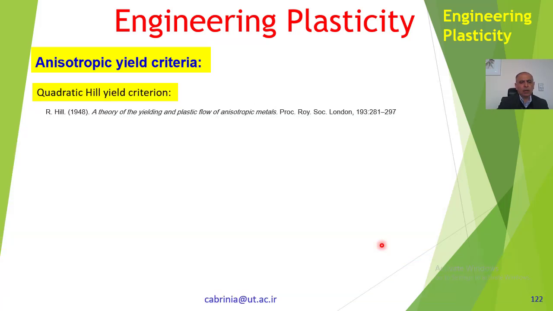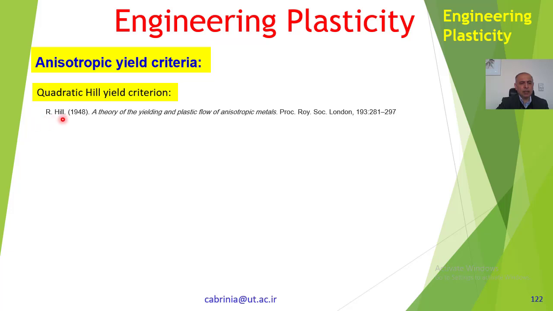Right, now let's have a look at some models which have been presented by different scientists. One of the very famous scientists is Rodney Hill. I have mentioned him before. He has a book called Mathematical Theory of Plasticity, published in 1950, and almost 70 years later it is still the basic formulation for engineering plasticity, and it is still being used in papers published every day.